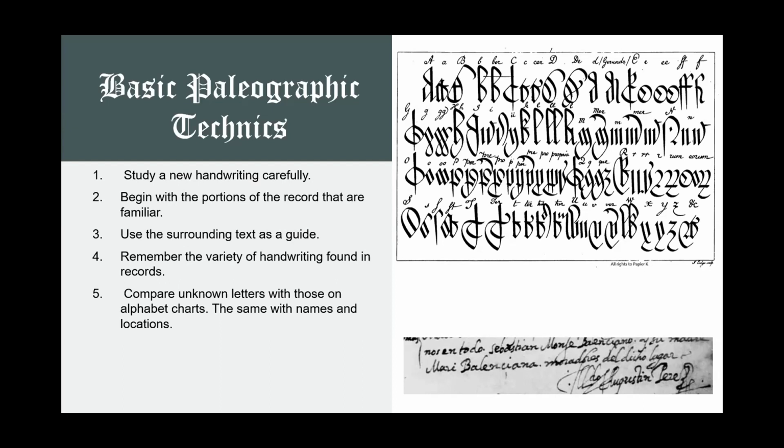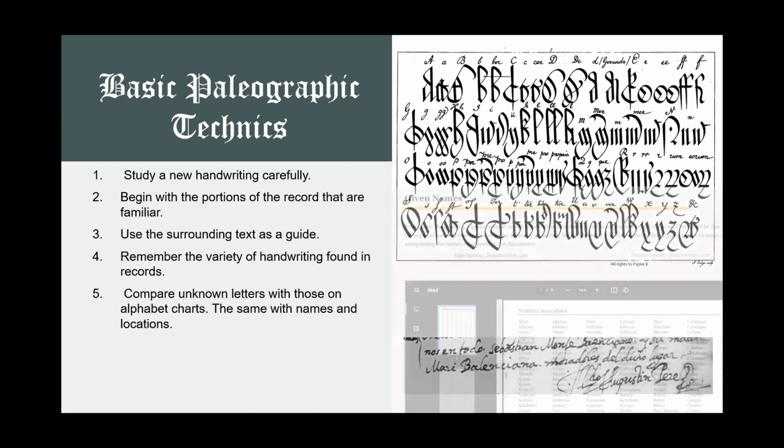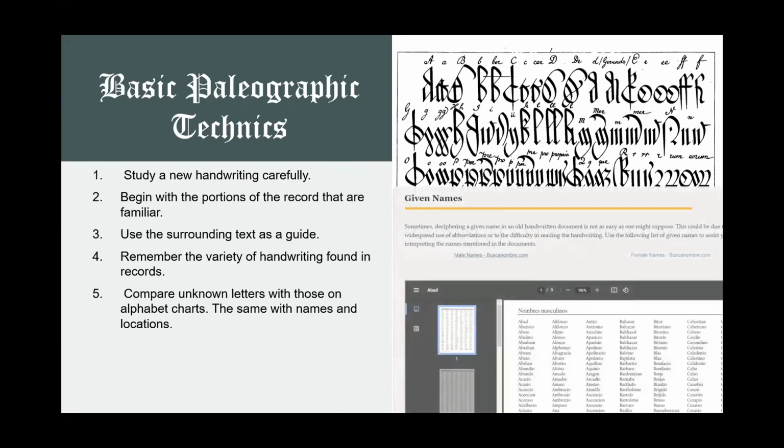The same goes with names and locations. For example, here's a name list from the BYU Script site. These become very helpful because there are a lot of names and sometimes we're not familiar with all of them. If we come across a name we're not sure of, we can try to compare it to a name list. And the same thing with a location or with numbers or dates or words. It's very helpful to have lists, charts and reference materials to help clarify and make sure that you're understanding what you're reading.